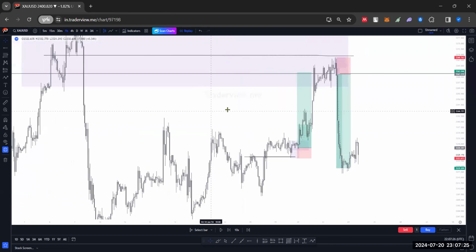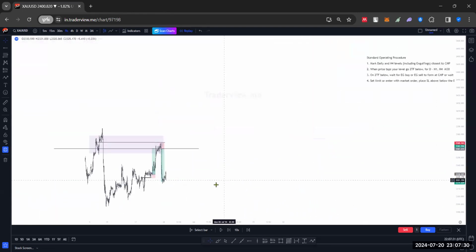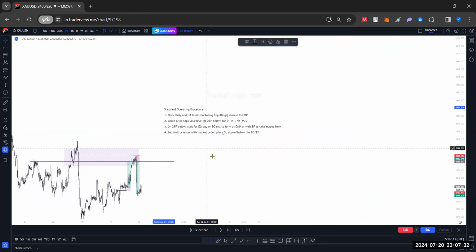You're right. So these are decent trades using a basic standard operating procedure. Highly profitable. Okay, highly profitable.